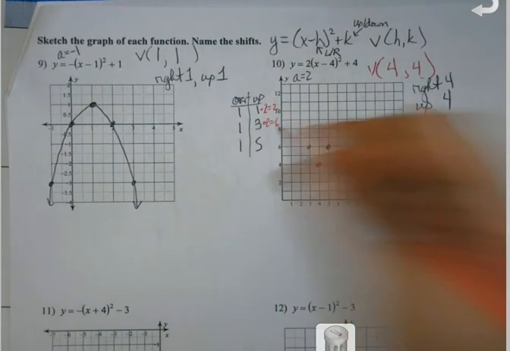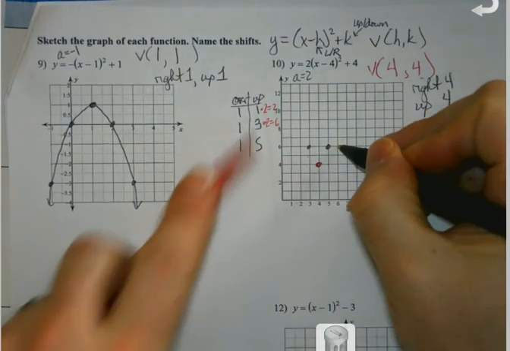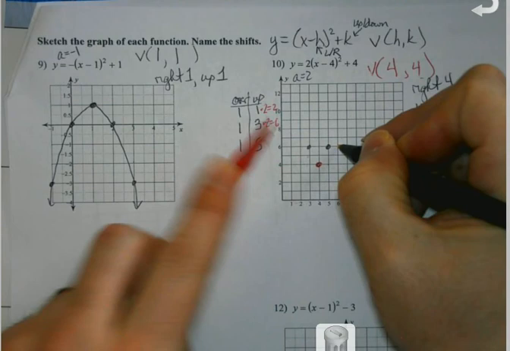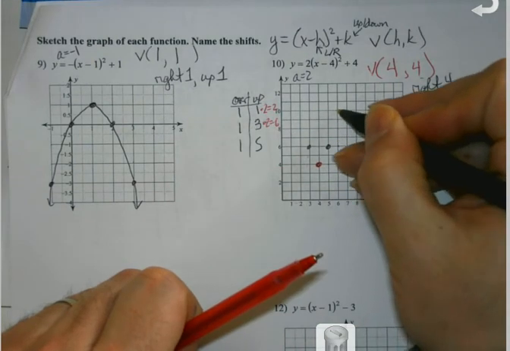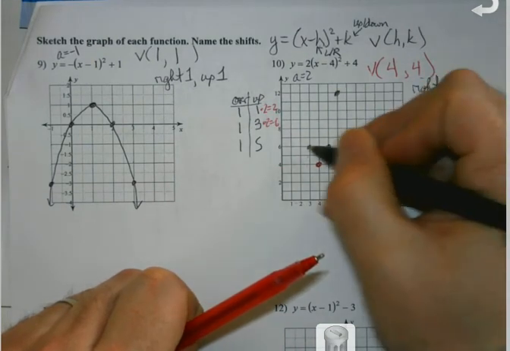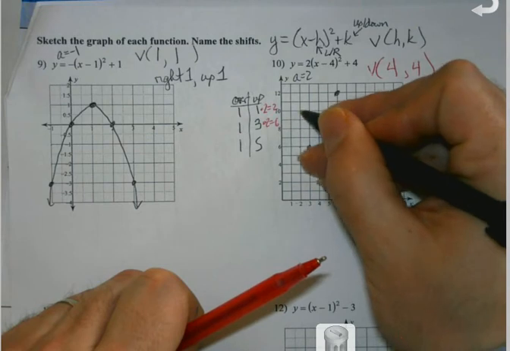So then the next time I go over 1, instead of going up 3, I'm going to go up 6. I'm going to go twice as much. 1, 2, 3, 4, 5, 6. Over 1 and up 1, 2, 3, 4, 5, 6.